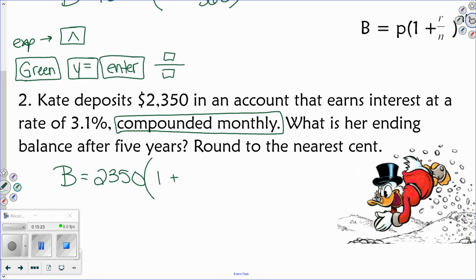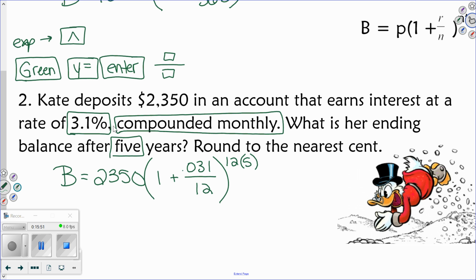1 plus R is my percentage rate. So what is 3.1%? What would you write? 0.031. There you go. Divided by the N, if it's compounded monthly, how many times is that? That is 12. And then my exponent is N, which is 12, times T, and it says it was 5 years.